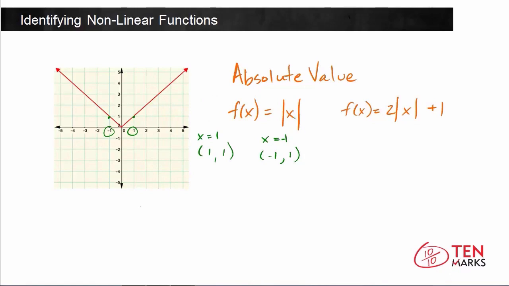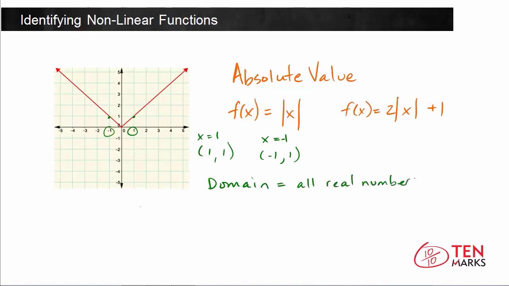So it doesn't matter if x is negative or positive, because after the absolute value is taken, everything ends up being positive. So the domain for an absolute value function would be all possible x values, or all inputs. So the domain is essentially all real numbers.